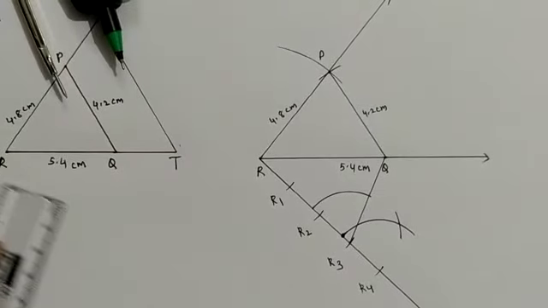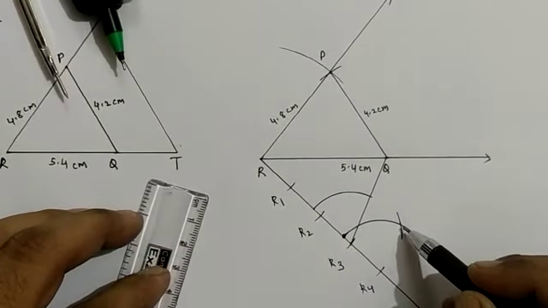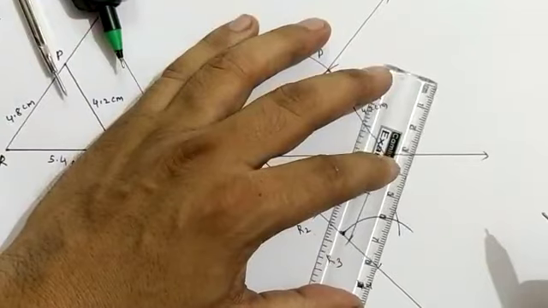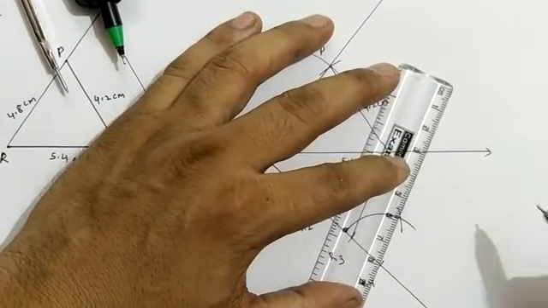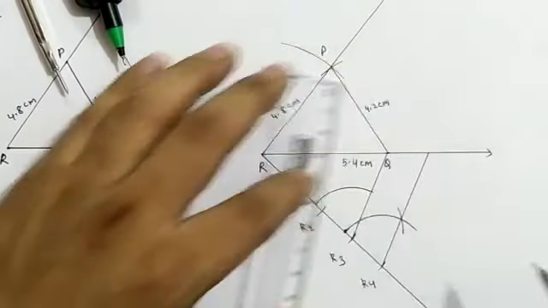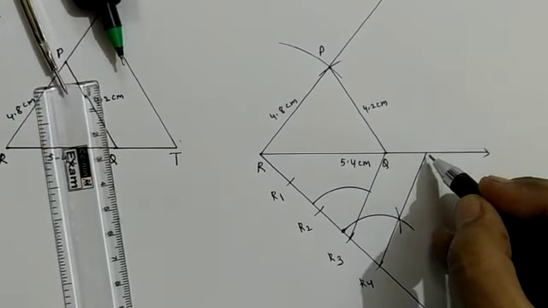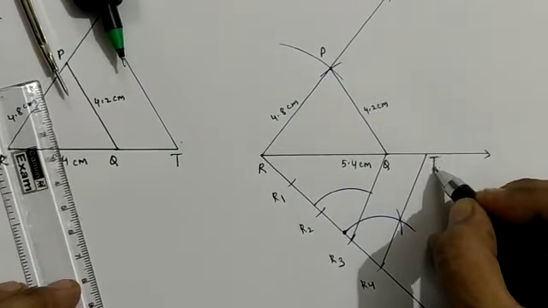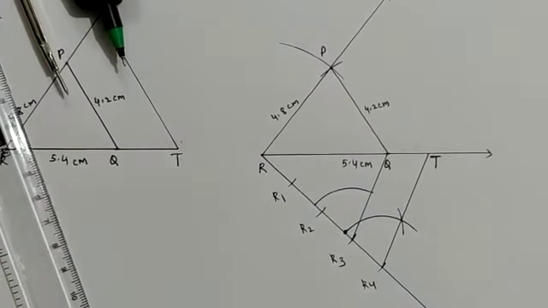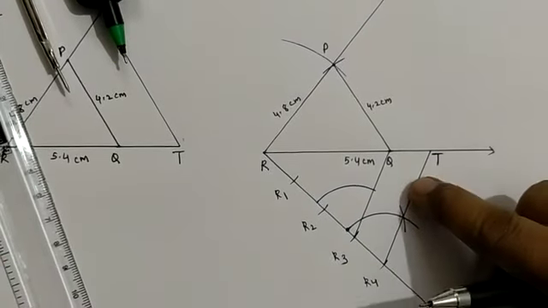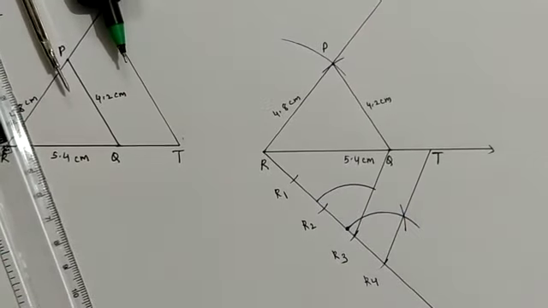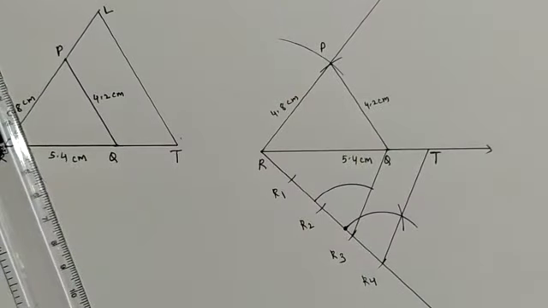Okay students, and from R4 join with this. Join R4 with this, so you are going to get a parallel line. See, this line is parallel. Now this point we are going to mark as point T. This is point T now. So this is parallel to this.